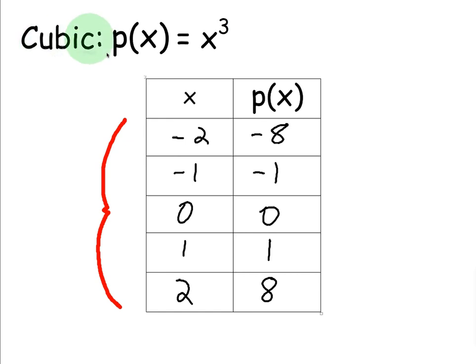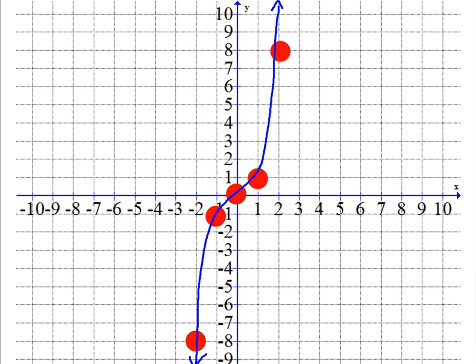Next we have the cubic function, p of x equals x cubed. When you cube negative 2, it remains negative. It's negative 8. Cube negative 1, you get negative 1. So we're back to our original 5 x values. Those will be right around the center of the origin. And then finally we have 2 cubed, which is 8. We're going to plot these 5 points and see what the shape looks like.